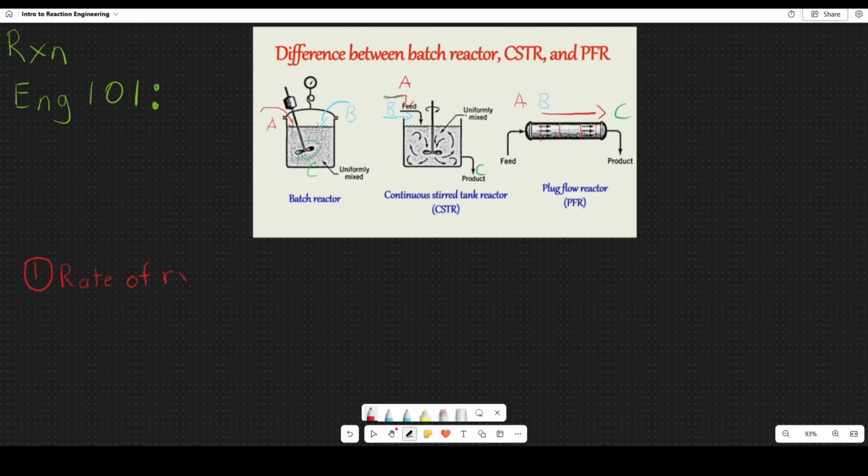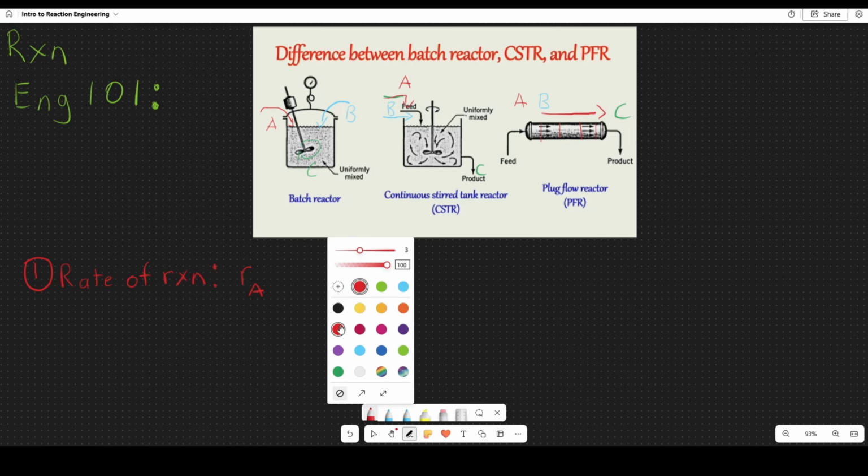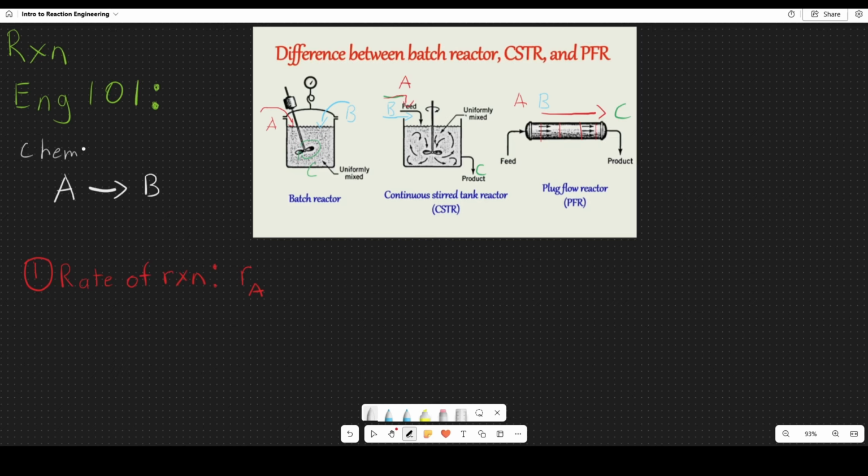And I'll be using RxN for reaction as a shorthand. So rate of reaction is usually denoted as small r, and let's say that we have some sort of chemical reaction going on, and that's going to be A going to B, right? So it's simple, only one reactant, one product. This is our chemical reaction, right?